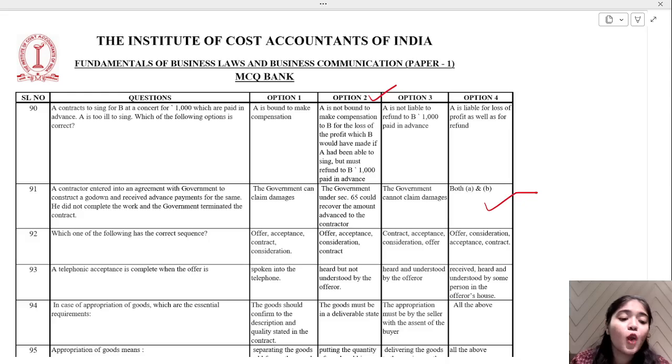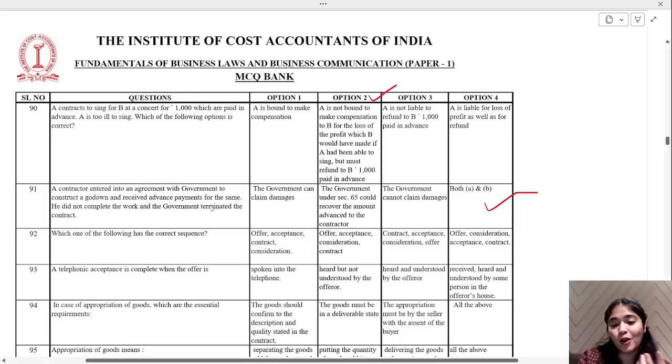Which one of the following has the correct sequence? Offer, acceptance, contract, consideration. You have to tell me now which one is correct. Offer, acceptance, consideration, and then contract. Option number 2.